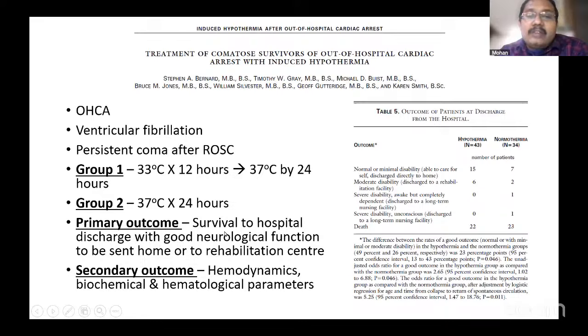The primary outcome they looked at was survival to hospital discharge with good neurological function, to be sent home or to a rehabilitation center. Secondary outcomes were hemodynamic, biochemical, and hematological parameters. There were a total of 77 patients, 43 in hypothermia and 34 in normothermia. We can see that in the hypothermia group, the primary outcome is much better than in the normothermia group.